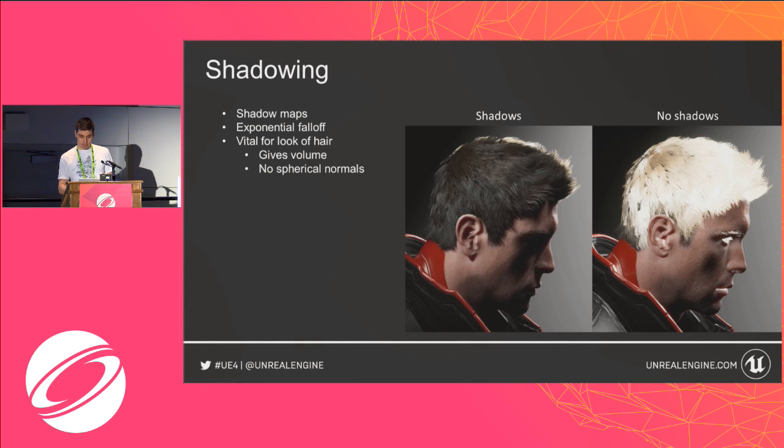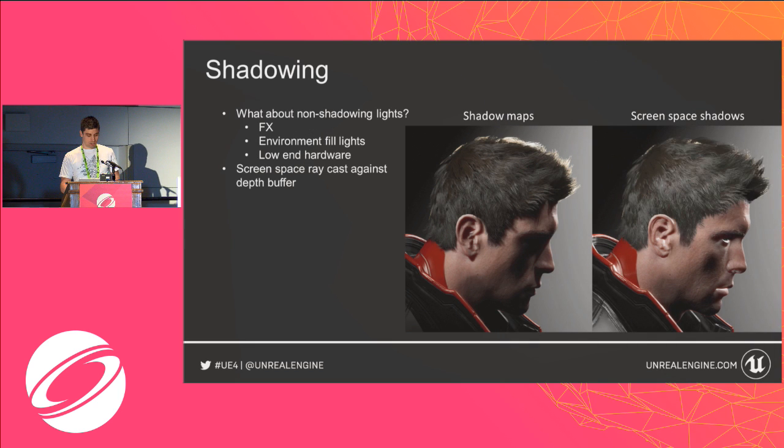Mentioned already that we rely on shadows for the shading model. It's absolutely vital for the look, which is easy to see by disabling them. The shadow maps are PCF filtered with an exponential falloff, which looks pretty convincing, but what about for non-shadowing lights, whether these be from effects or low-end hardware, or whatever reasons why we might need to disable shadow maps? Found that a screen space raycast against the depth buffer of the screen was a very good solution for this for hair.